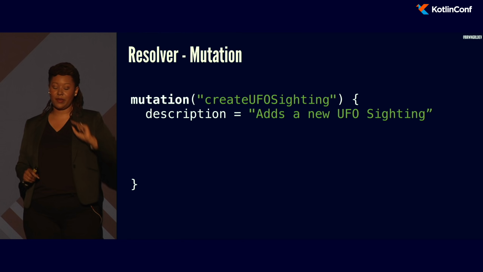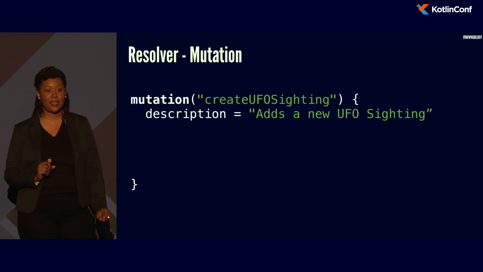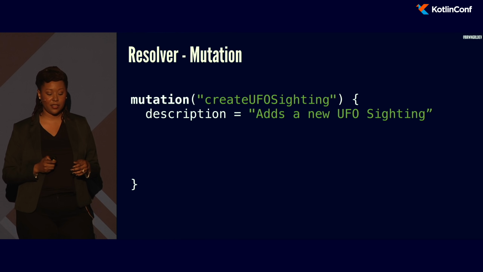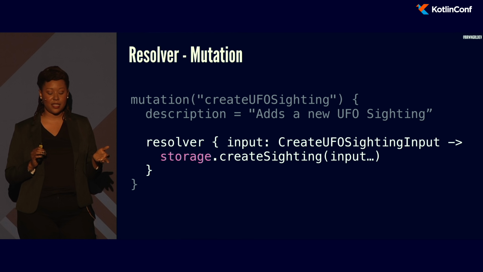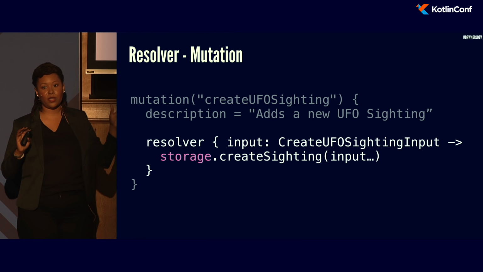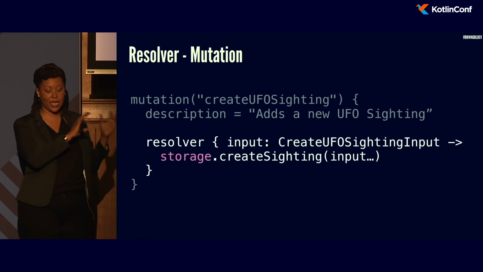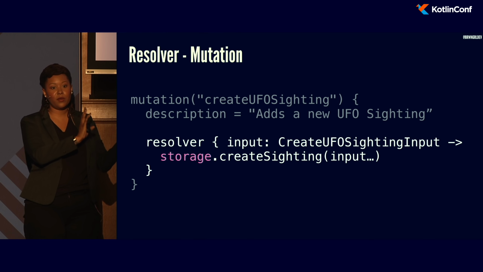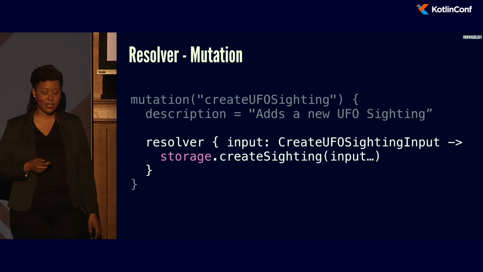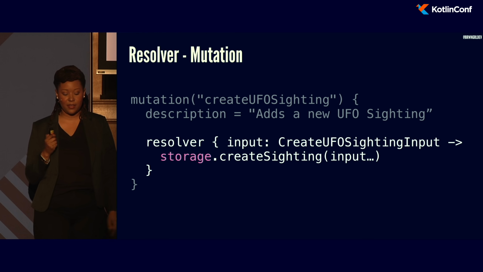Okay, now one more example. This time we're going to look at a mutation, and we're going to create a new UFO sighting record. Very similar to the last time, but I just want to make it clear that the resolver is doing all the heavy work. So we're just taking something in one world and mapping it to another, and the user has no idea. They just know this is what I'm giving you.